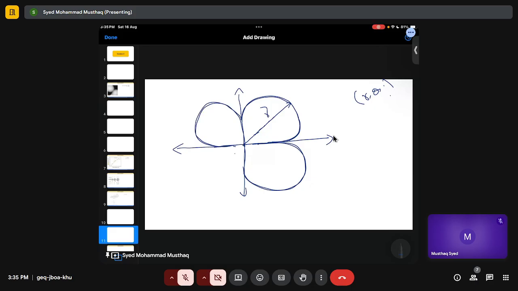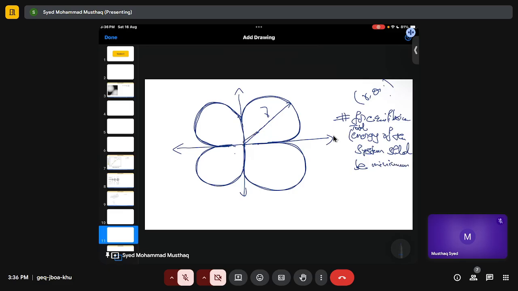This is the Wulff plot. Okay? This is how it looks. Now, I have explained before, for equilibrium, what should be the minimum value? The total energy of the system should be minimum.